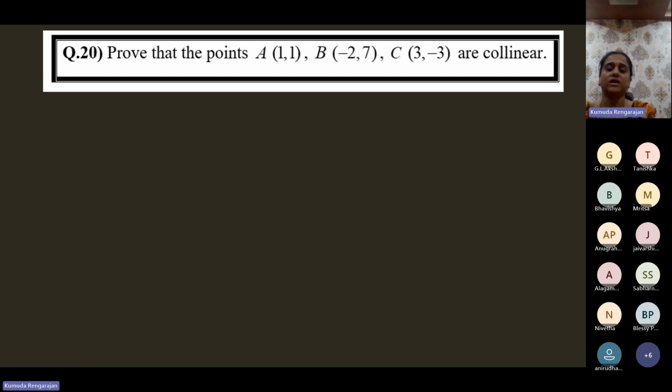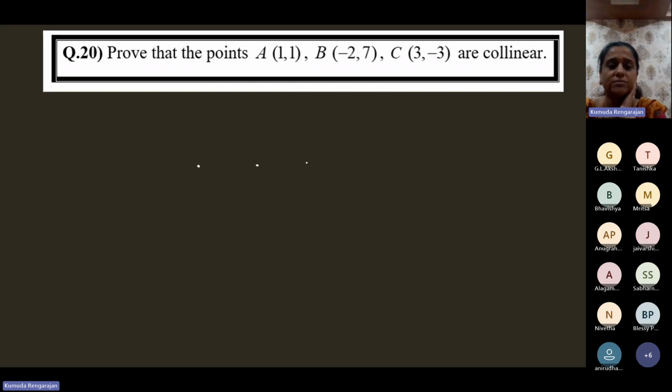Prove that the points A, B, C are collinear. So when we have 3 points in a plane, there are only 2 possibilities. Either the points are collinear or they form a triangle. If they are not collinear, they'll form a triangle. We need 3 points to form a triangle. So when is a triangle formed? When the 3 points are not collinear, then a triangle is formed.